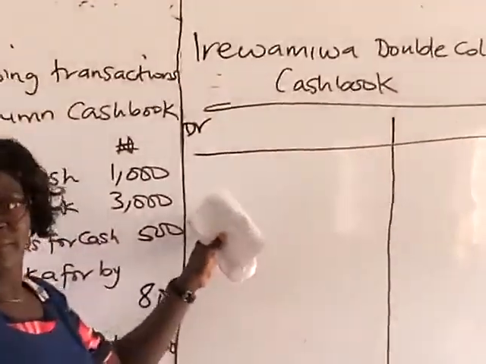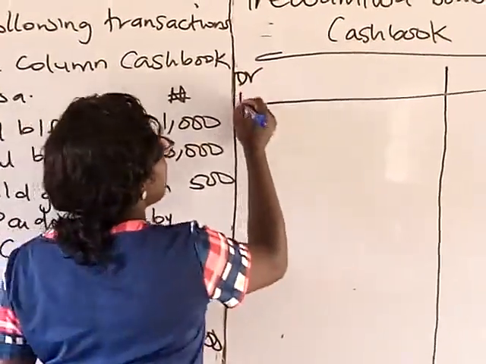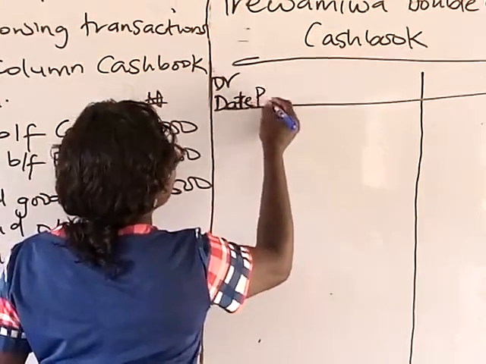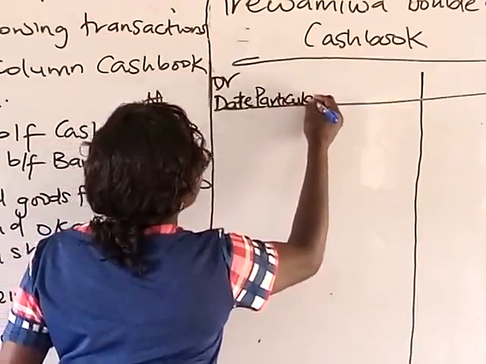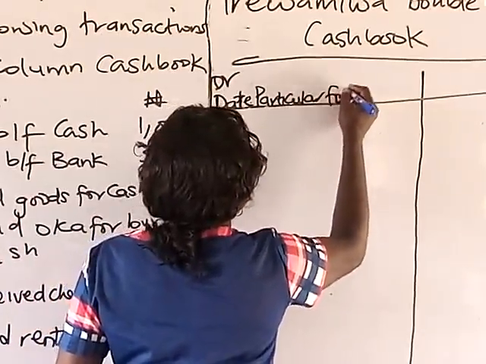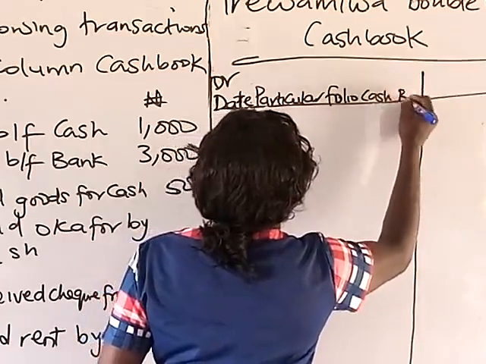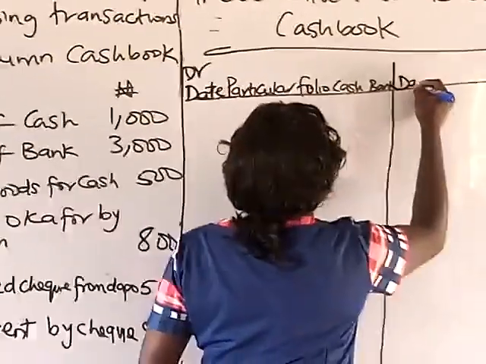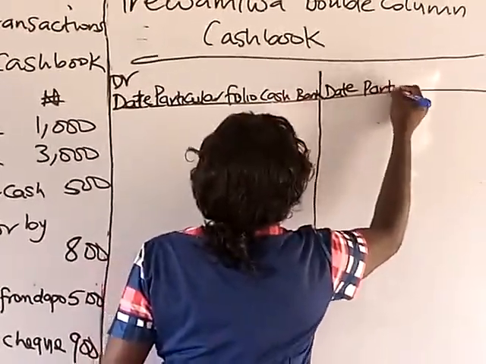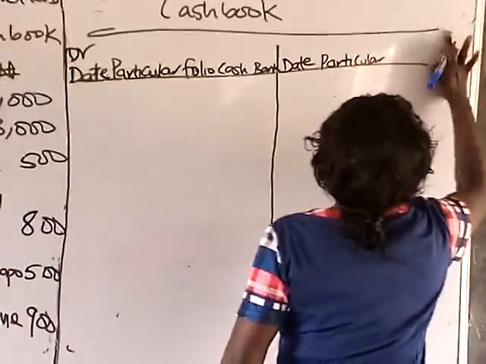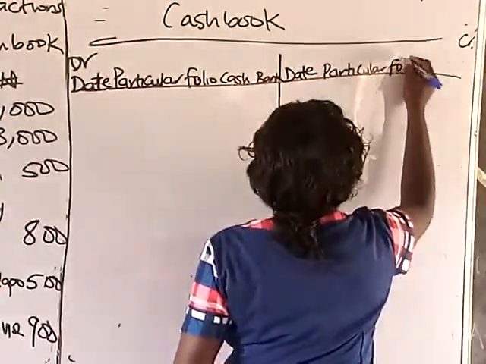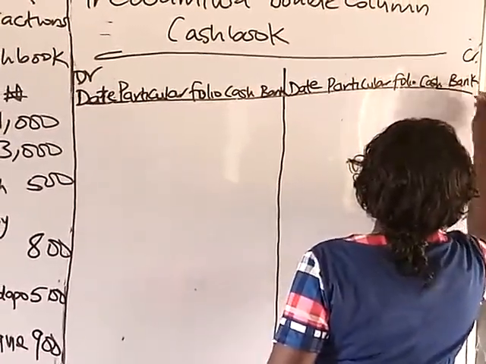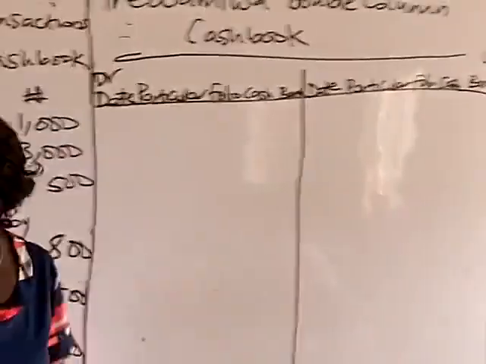Under the left hand side, we have date, particular, folio, cash, and bank. Likewise, on the credit side, we also have date, particular, folio, cash, and bank. So we know this.